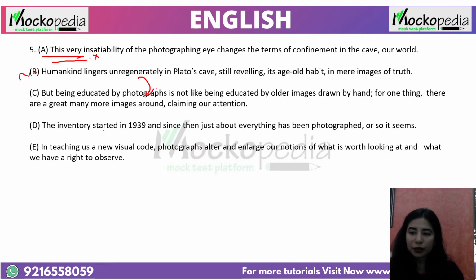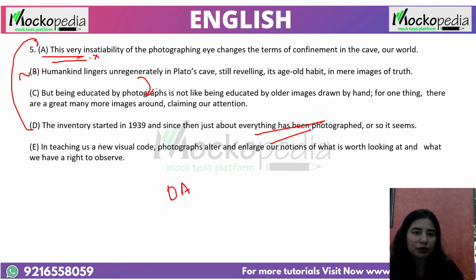Now further, let's build the statement. The inventory started in 1939, and since then, just about everything has been photographed, or so it seems. So everything being photographed, and this is insatiability. That means the desire that's not getting satisfied. So we can see that DA definitely looks like a mandatory pair. So this we can conclude, and we know that.